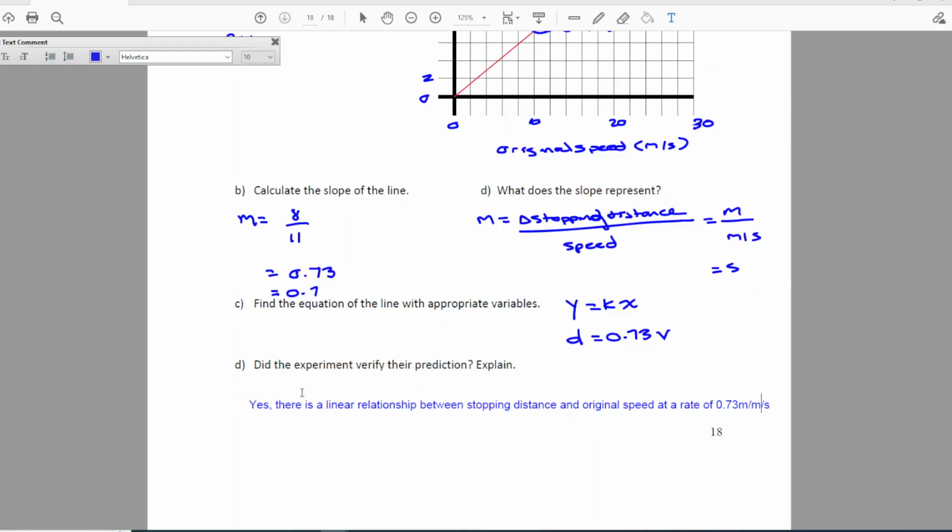So something along these lines. But what you'll notice is that I've been trying to train you, if you're given a question like, did the experiment verify their prediction? Was there a linear relationship? It's describing it in words. Yes, there's a linear relationship between stopping distance and original speed at a rate of 0.73 meters per meter per second of speed. Okay. Actually, let's put that in there. Meters per meter per second of speed.